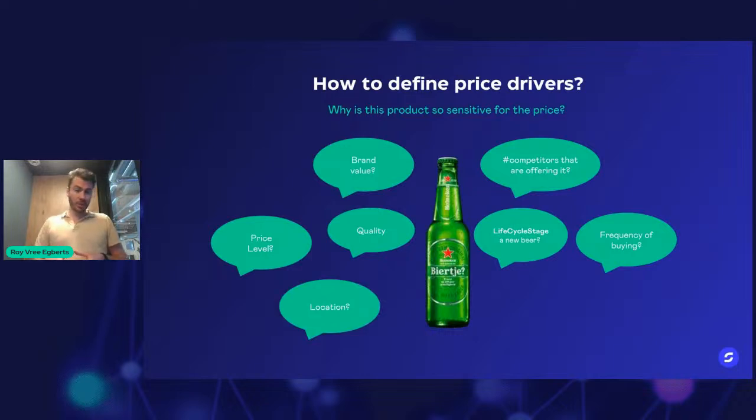So the location, of course. Where do you offer your product? Think about whether it is in a web shop or in the store. For example, if you look at this specific bottle of beer, am I buying it in the supermarket? Am I buying it at a bar? Am I buying it at a festival? Maybe at a concert? It all determines, of course, how much you can play around with the price.